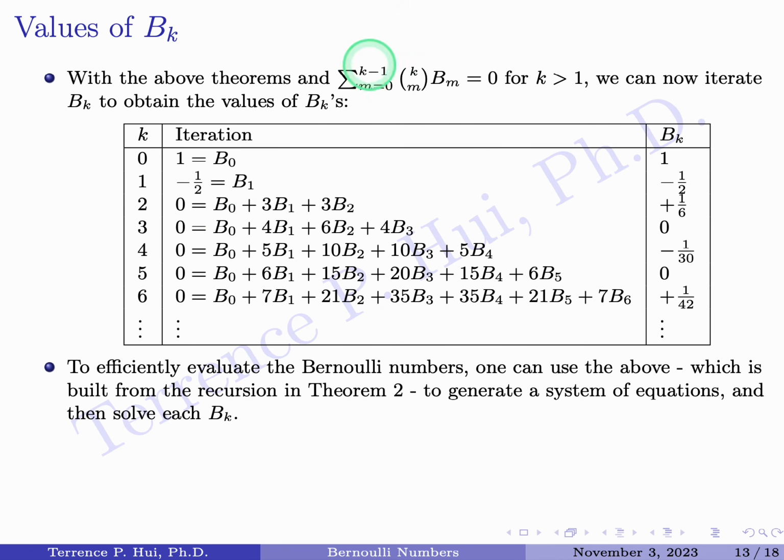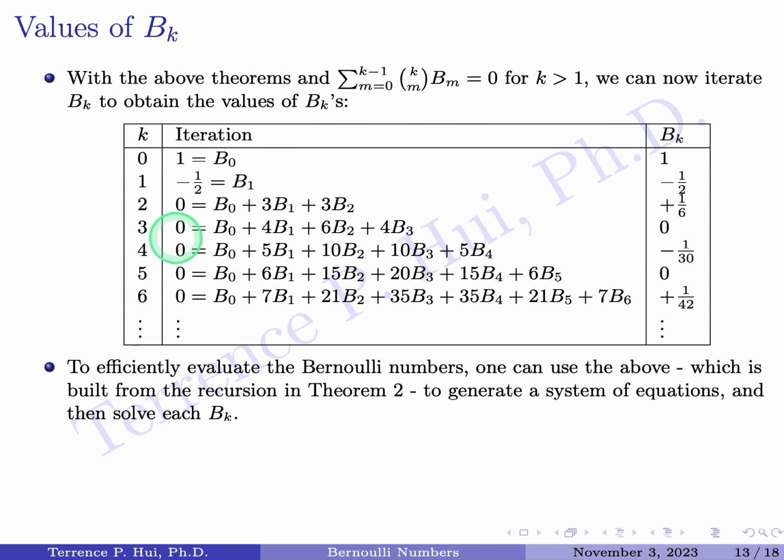Now, this formula, remember, is only valid starting from k equal to 2, right? So that's why I need to calculate the first two cases separately. So when k equals 2, plug it in. When k equals 2, this formula kicks in and is valid. What is that? That's b sub 0 plus 3b1 plus 3b2 equals 0. But I know b sub 0 is 1. I know b sub 1 is negative half. So you can solve for b sub 2. What's b sub 2? Positive 1/6.